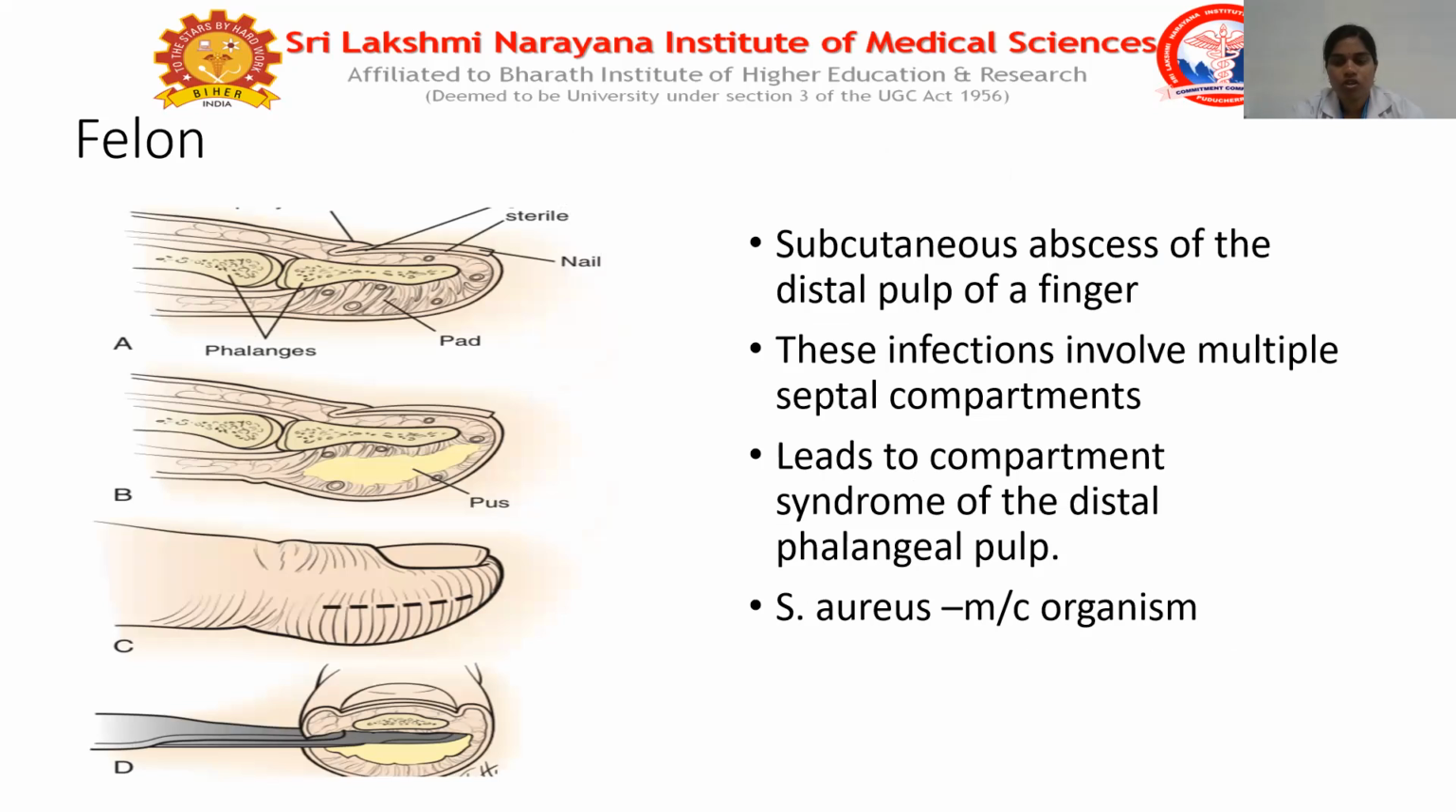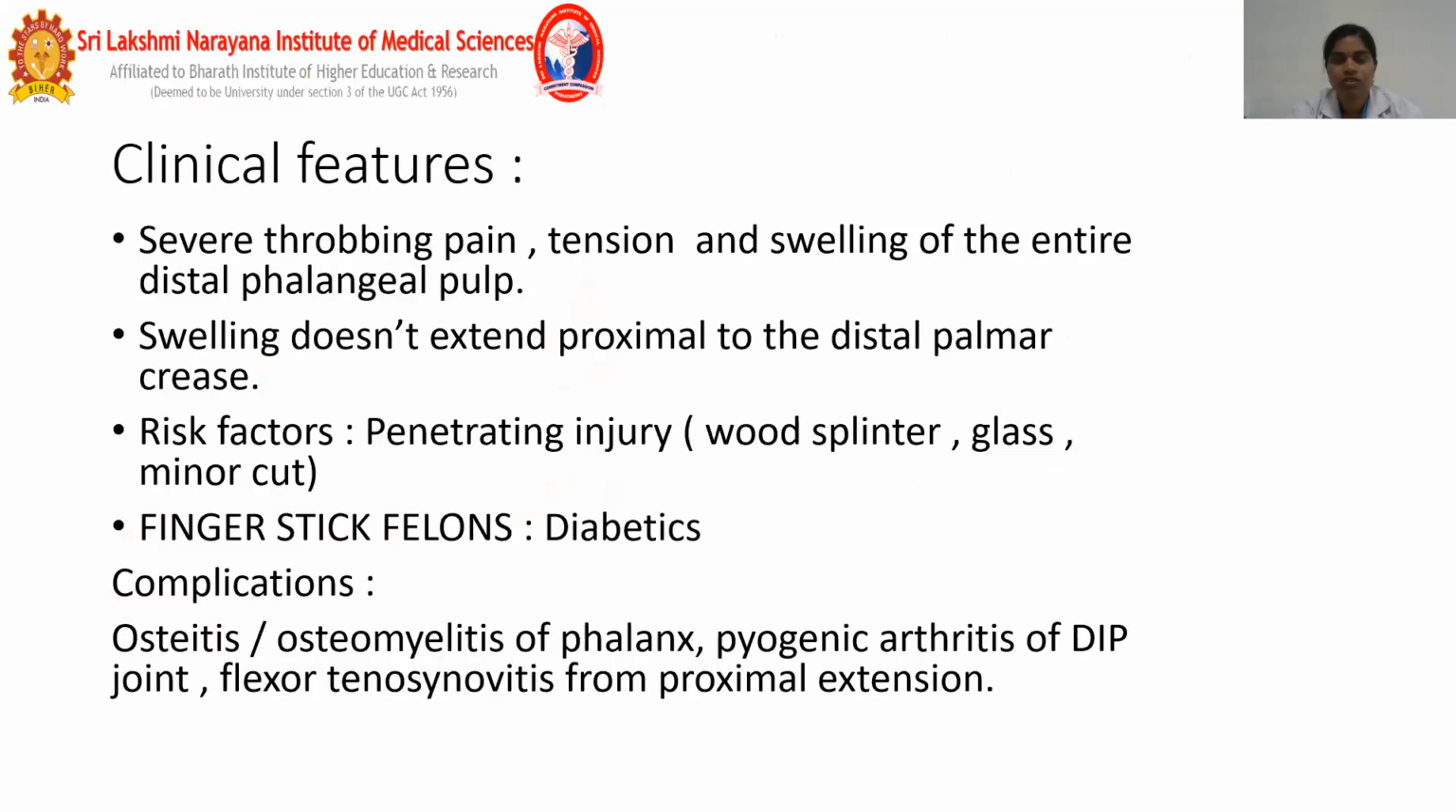Staphylococcus aureus is the most common organism. Clinical features: severe throbbing pain, tension, and swelling of the entire distal phalangeal pulp. The swelling does not extend proximal to the distal palmar crease because the septations limit the spread of the infection. The risk factors are usually penetrating injury and diabetes.